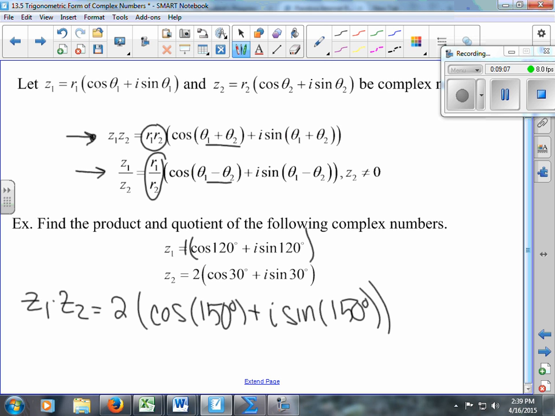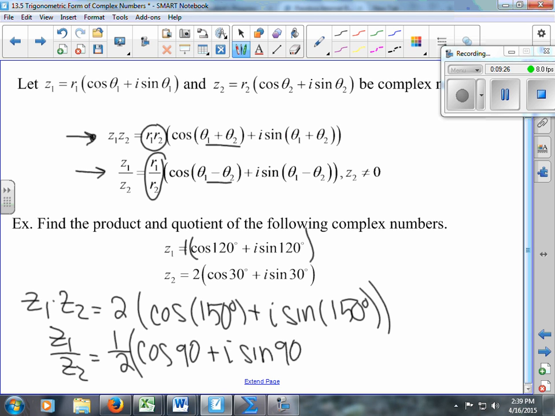Yay! Now, when you divide them, z1 divided by z2, you're going to divide the two moduli, so that's just 1/2. Cosine of, now I'm going to subtract, 120 minus 30 is 90, plus i sine, and then I'm going to subtract 120 minus 30 is 90. And that's it. It's as simple as that.